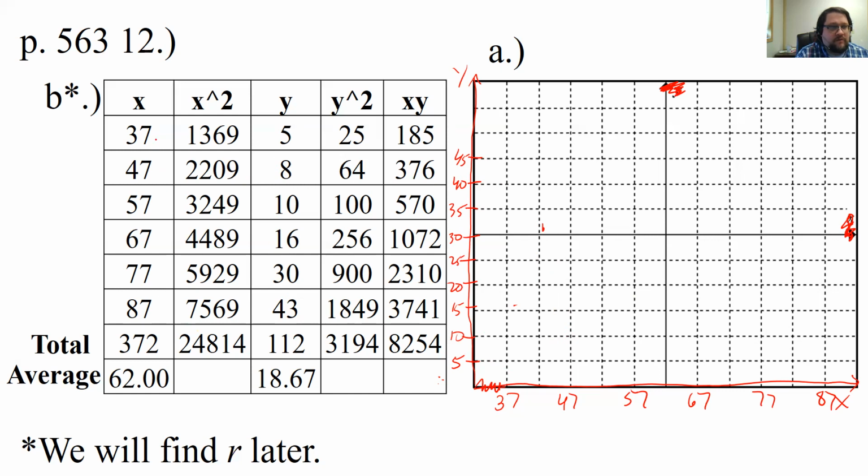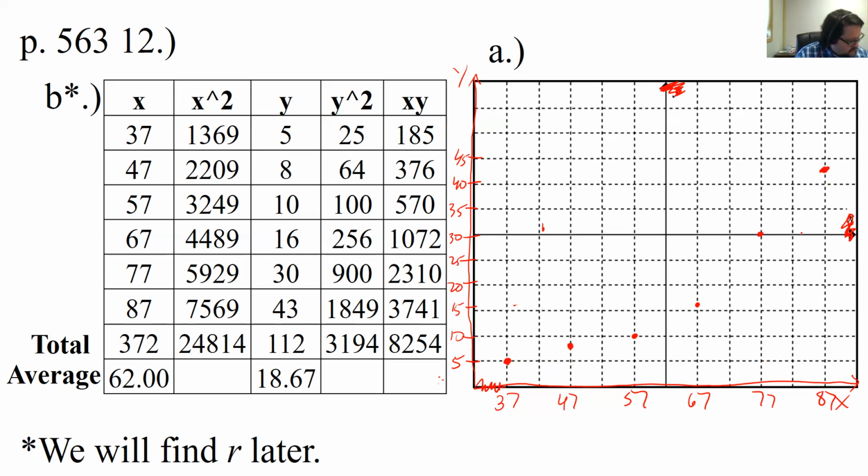So I'm going to start by plotting this. So at age 37, 5% can be explained without yielding. 47, 8% can, 57, 10, 67, 16, that might be around there. 77, we go up to 30. And 87, we go up to 43. So somewhere around there. Okay.